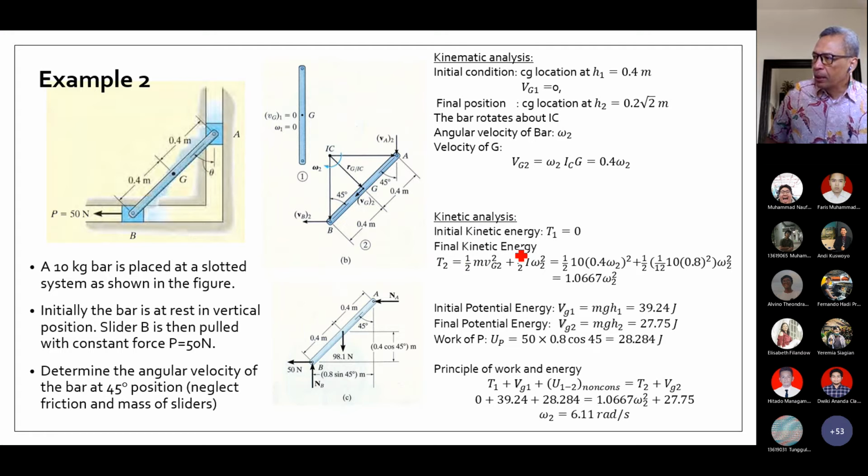Again, we use the kinematic analysis as previously done, and then the kinetic analysis. The initial kinetic energy is 0. Final kinetic energy, yeah, you can calculate as previously. Now we calculate the initial potential energy, Vg1, mgh1. Final potential energy of the bar is Vg2, mgh2. You have obtained this, and the work done by P equal similar to previous example. There is no spring here, so we don't include spring energy in the system.